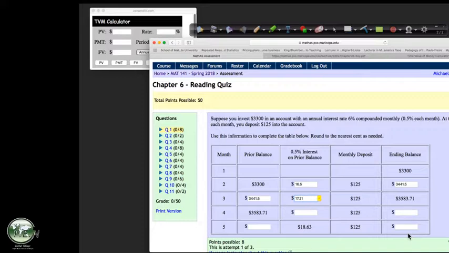Okay, so each time we're taking the starting balance, so I'll just highlight it. So the next calculation would be to take this times 0.005, that goes there, and in the end we add all these numbers together, the starting balance, the interest, plus the new payment, and that will equal the amount that we have at the end of the month.